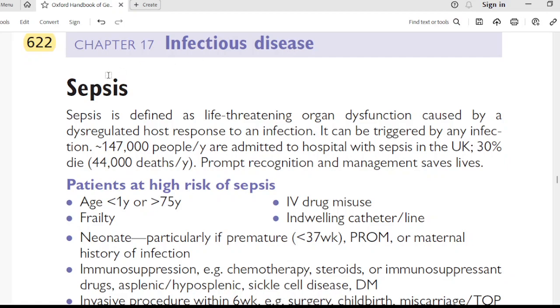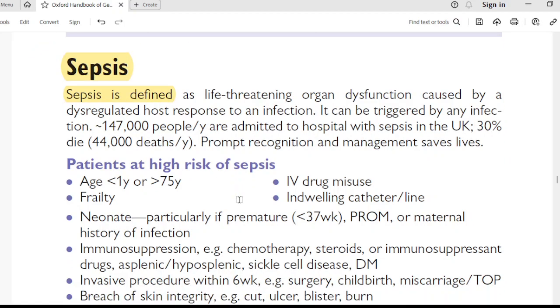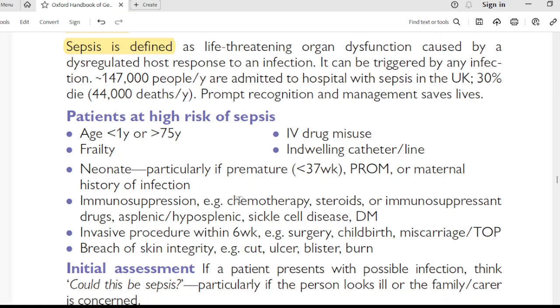Chapter 17, Infectious Diseases. Sepsis. Sepsis is defined as a life-threatening organ dysfunction caused by a dysregulated host response to an infection. It can be triggered by infection, and more than 147,000 people per year are admitted to hospital with sepsis in the UK. 30% die with sepsis. Prompt recognition and management saves lives.